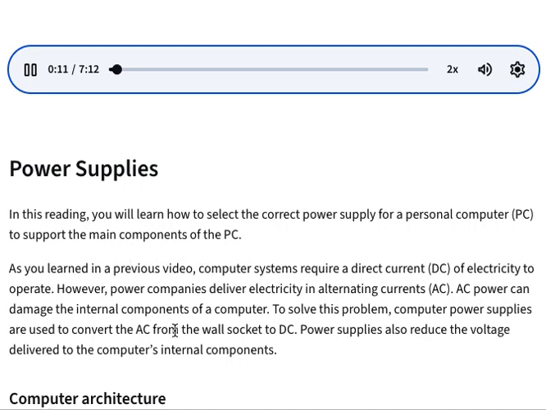As you learned in a previous video, computer systems require direct current, DC, of electricity to operate. However, power companies deliver electricity in alternating current, AC. AC power can damage the internal components of a computer. To solve this problem, computer power supplies are used to convert the AC from the wall socket to DC. Power supplies also reduce the voltage delivered to the computer's internal components.